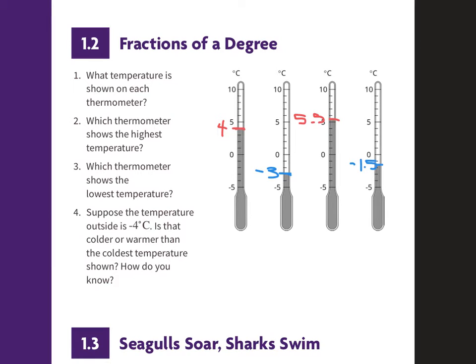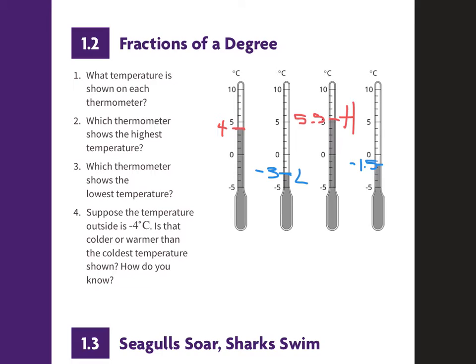Okay? Which thermometer shows the highest temperature? Well, this is the highest at 5.5. Which one shows the lowest? Well, the one that's the lowest on the thermometer, that's negative 3. And it says, suppose the temperature outside is negative 4. That is cold. Is that colder or warmer than the coldest temperature shown?